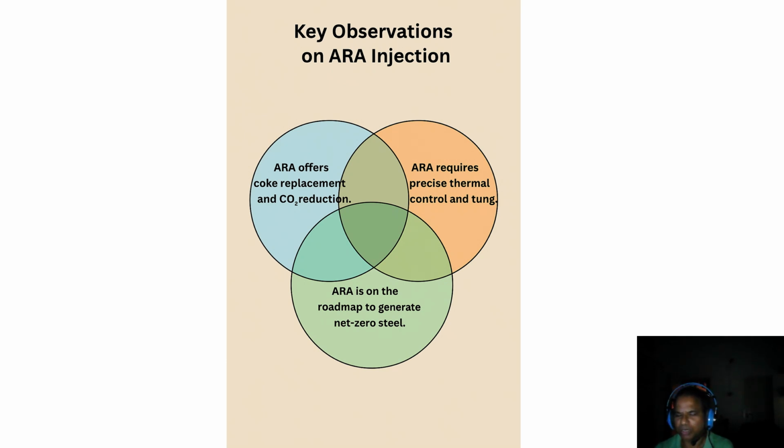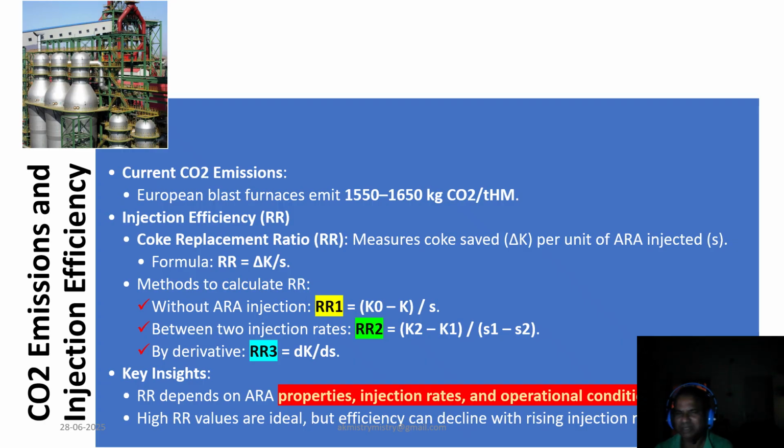Now, coming to our next slide, we can see how ARA efficiency can depend on the coke replacement ratio, or RR. This tells us how many kilograms of coke are saved per kilogram of ARA injected. And here a formula is shown. RR is equal to delta K by S, where delta K is coke saved and S is ARA injected per ton of hot metal. So here RR1, RR2, RR3 are given.